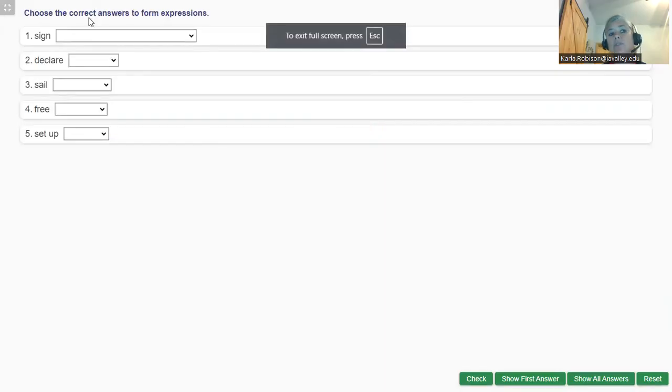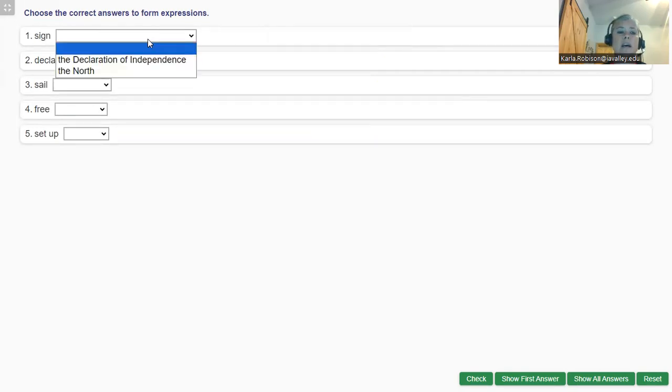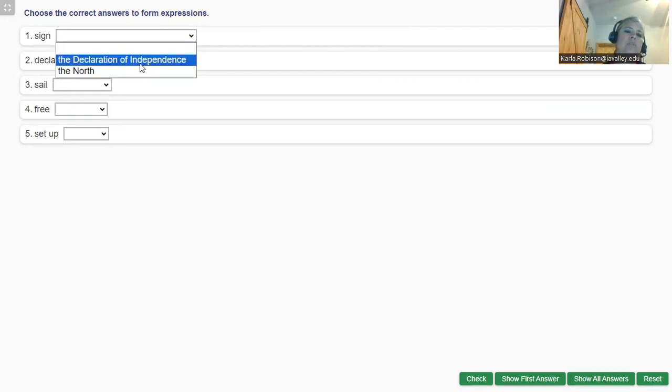All right, so we need to choose the correct answers to form the expressions. So if I were to sign something, would I sign the Declaration of Independence or the North? Well, the North is referring to a group of people where they live, and the Declaration of Independence was an actual piece of paper where people signed. Okay, so they signed their name.